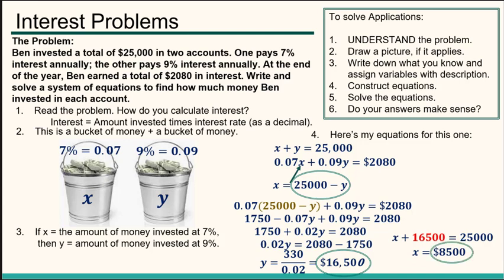Does this make sense? If I add these two, do I get 25,000? Does it make sense that if I multiply those each by their respective interest rates, I would get that $2,080? It does. This one is complete.